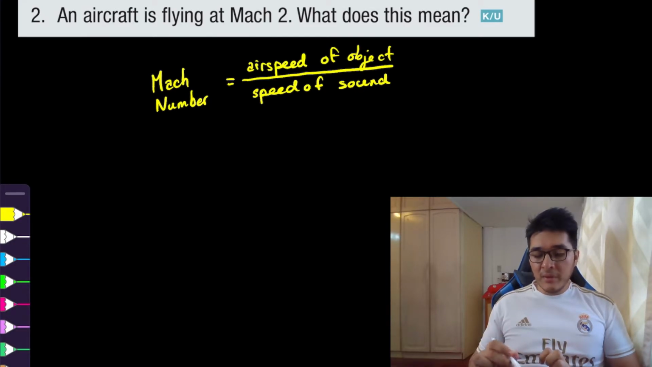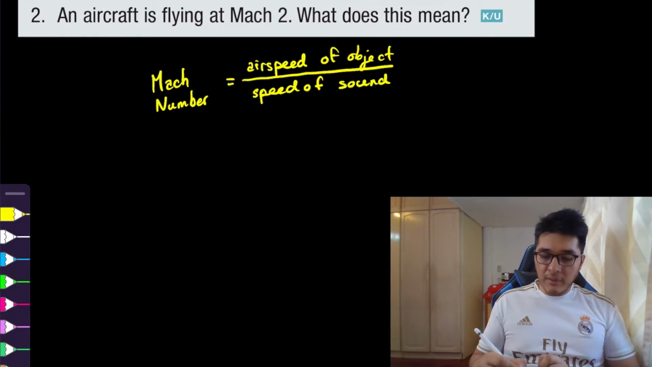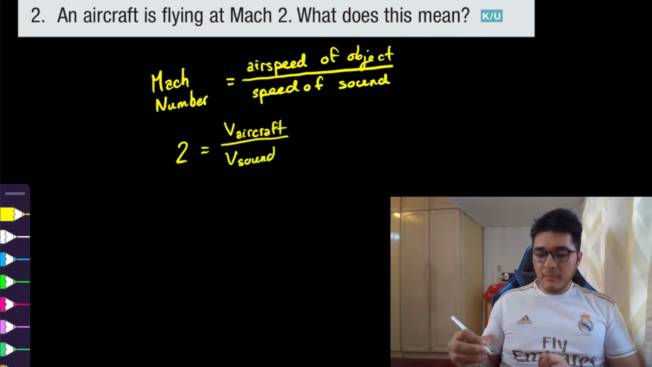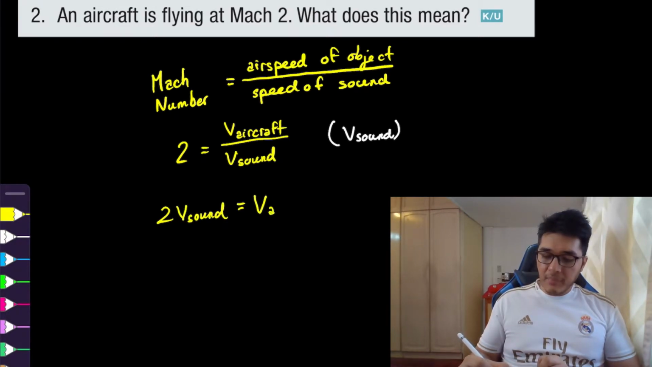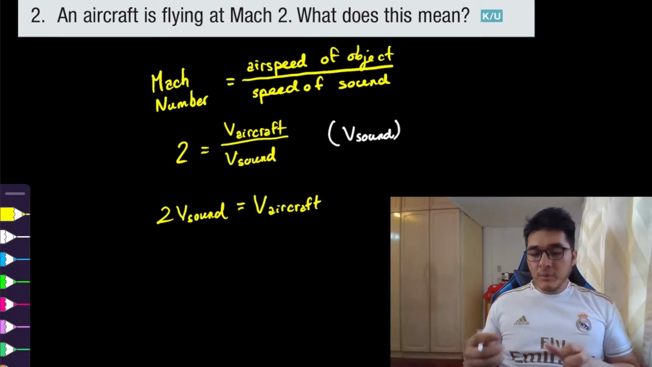So we can rewrite this formula by considering the aircraft in this question. And in this question, that aircraft is flying at Mach number 2. So we write 2 equals the speed of the aircraft over the speed of sound. So in other words, if we multiply both sides by the speed of sound in the denominator, this will give us twice the speed of sound equals the speed of the aircraft, which is what Mach speed number tries to tell you.